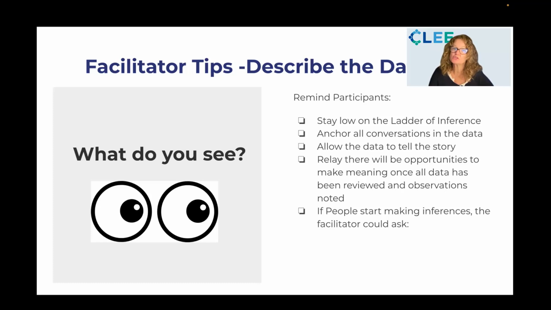Now we move into Section 1, the facilitator tips to describe the data. In this stage, the facilitator can prompt this whole conversation by asking, "What do you see?" At this stage, it is critical to remind participants to stay low on the ladder of inference, to anchor all conversations in data and let the data tell the story, and to know that opportunities to jump up the ladder of inference and meaning making will occur once all the data has been reviewed and the observations noted.